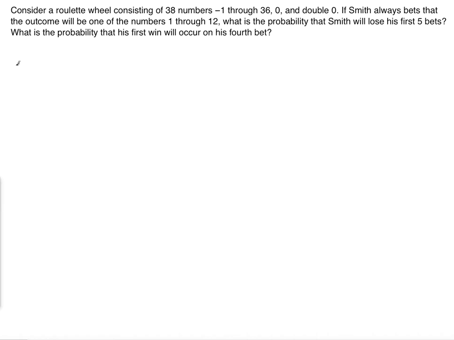Okay, so the first thing that you want to realize for part A, you're asked to only find the probability that he loses his first 5 bets, right? So you're not talking about a success, you're talking about failures only, right? And for this reason, you're only going to be required to use the binomial distribution.